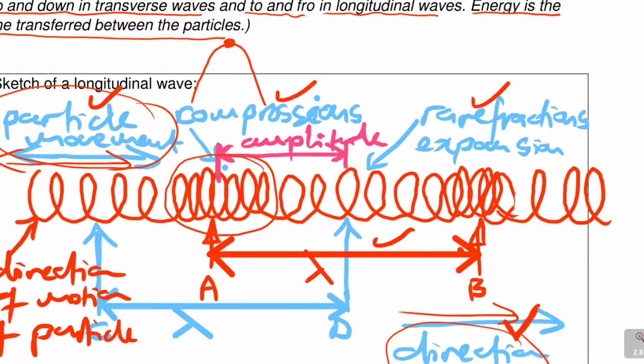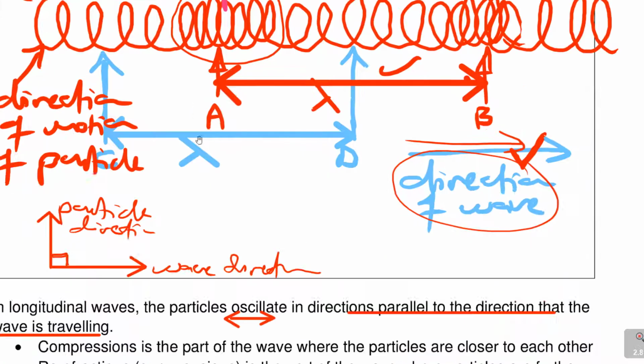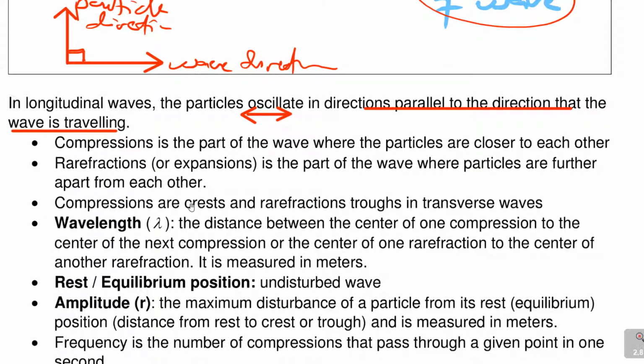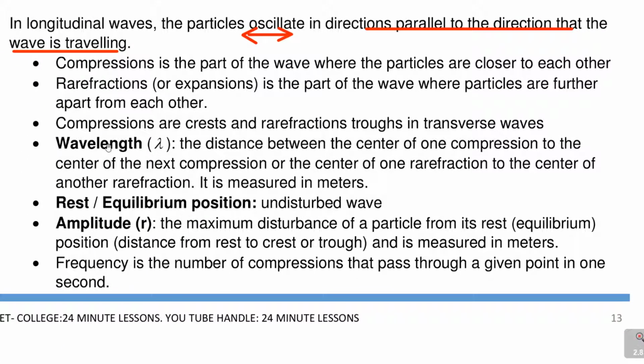And now the refractions will correspond to the what? They will correspond to the troughs, which is the lowest point in a transverse wave. There it is. Compressions are crests and refractions are troughs in the transverse wave. Now the wavelength is still similar, but it talks about compressions and refractions. What is the wavelength? In the transverse wave, we say it is the distance from crest to crest or trough to trough. But in the longitudinal, we're saying the distance between the center of one compression to the center of the next compression, or the center of one refraction to the center of another refraction.